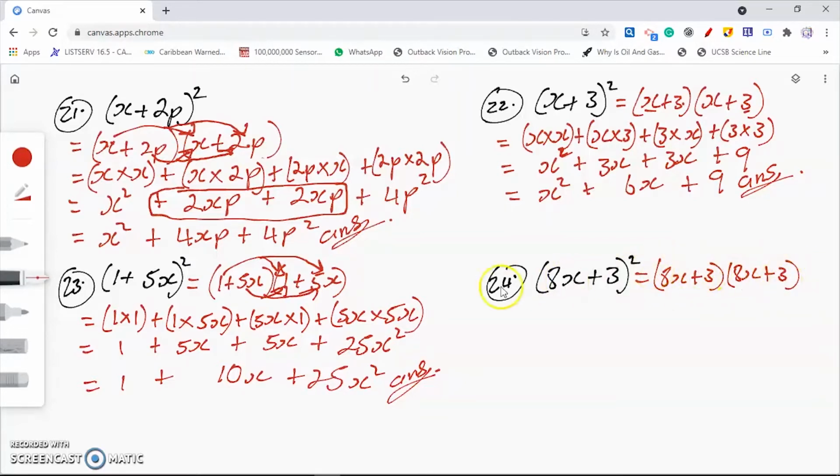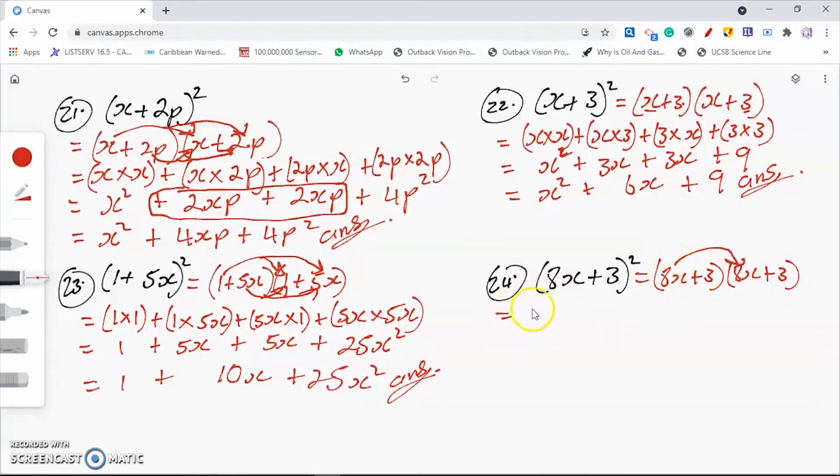And I didn't say it before, but the reason for that is because whenever you are squaring a number or anything, you're basically multiplying that number or thing by itself. So (8x + 3) all squared is (8x + 3) multiplied by (8x + 3). Okay? And then, as usual, we say 8x times 8x.